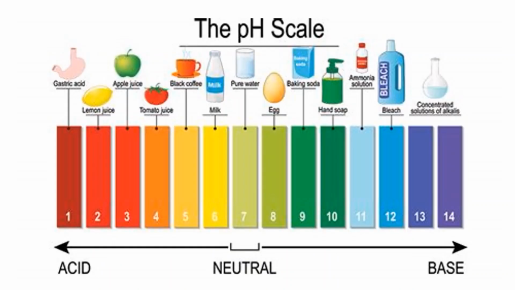Here's a nice little illustration of the pH scale, showing various different substances, items that you'll be intimately familiar with, and where they lie on the pH scale. So gastric acid, that is to say acid in your stomach, hydrochloric acid, is pH 1. Lemon juice, apple juice, tomato juice, black coffee, milk are all acidic. Pure water is neutral. Eggs are slightly basic. Baking soda, hand soap, ammonia, bleach are all basic or alkaline.